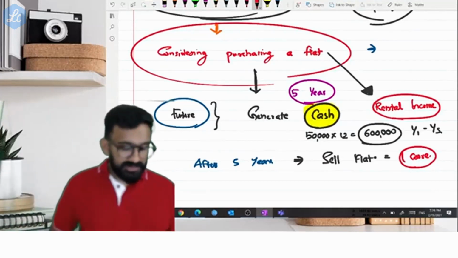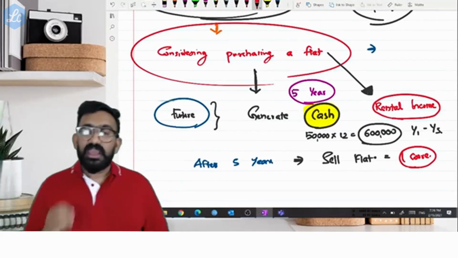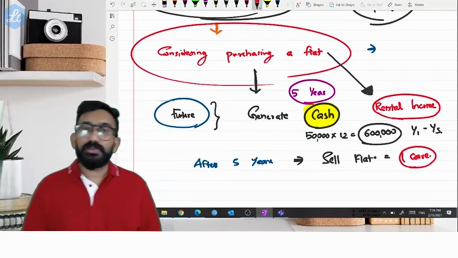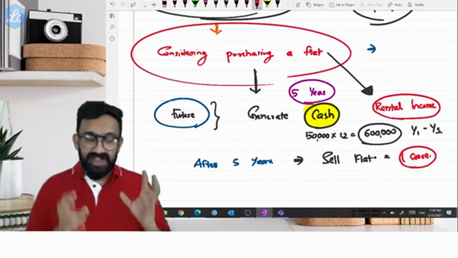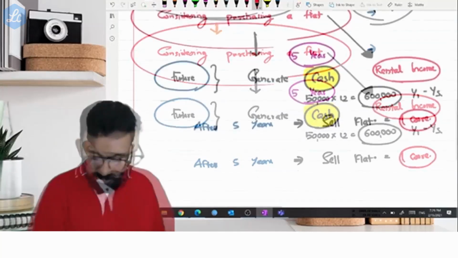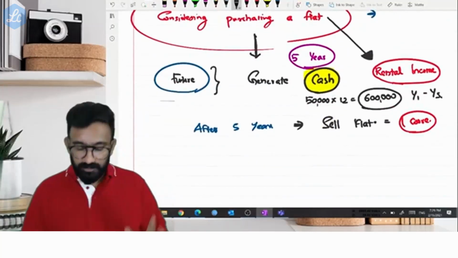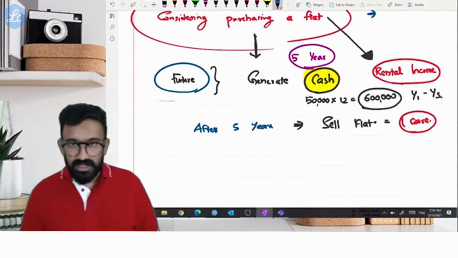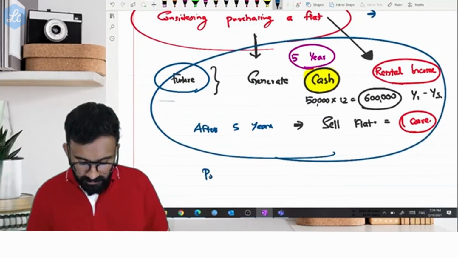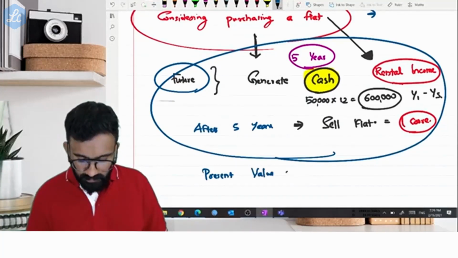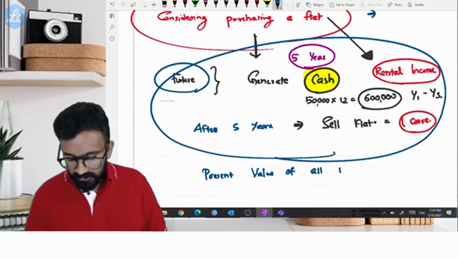Okay. So if this is the information that is available, can I identify what is going to be the real value of this particular asset, or what is going to be the value of this asset today? Now, considering all this information, the value of an asset today will be nothing but the present value of all these future returns.